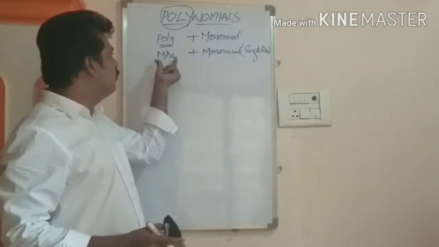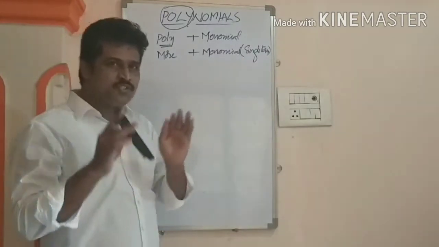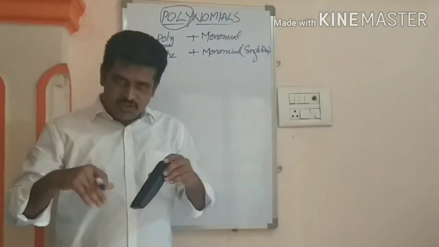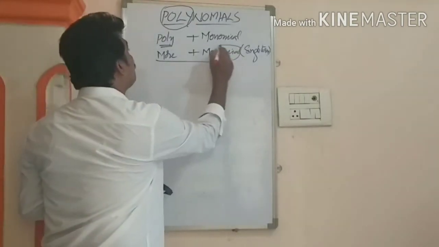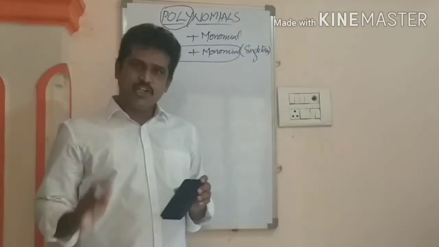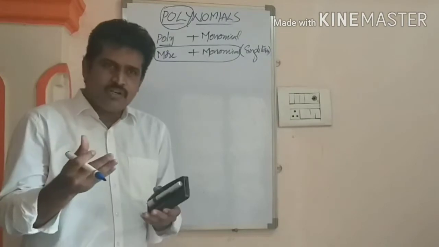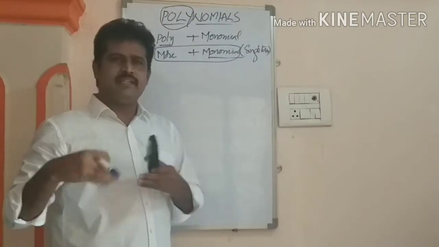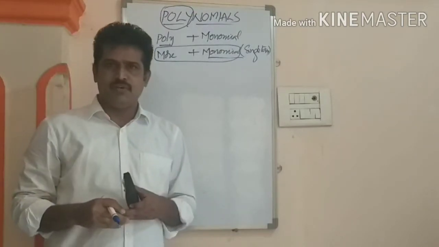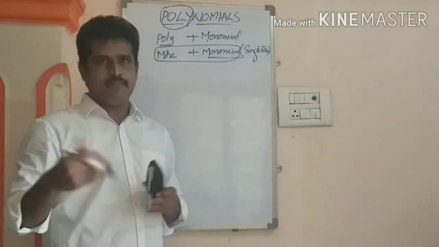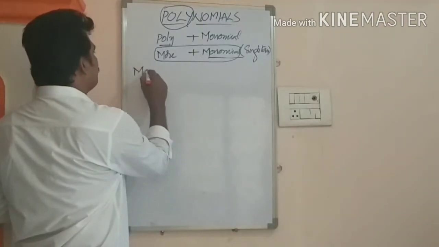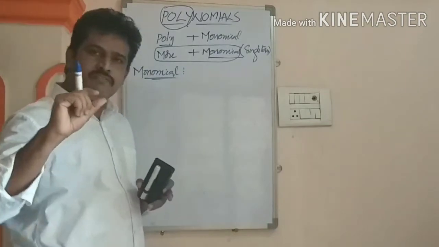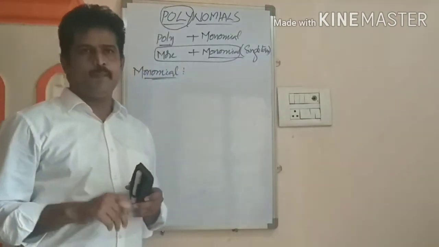What is that? More monomials. So polynomial is nothing but more monomials. So we are going to learn about many monomials. What is a monomial? Let us recall from 9th and 8th class what we have learned. Monomial has got a particular definition in mathematics. Monomial is a single term.